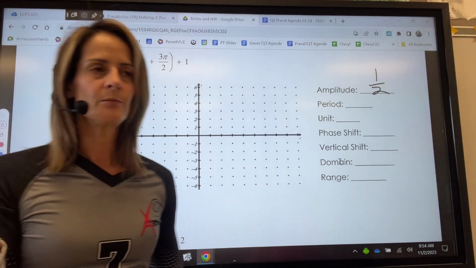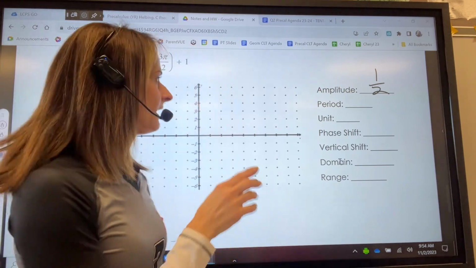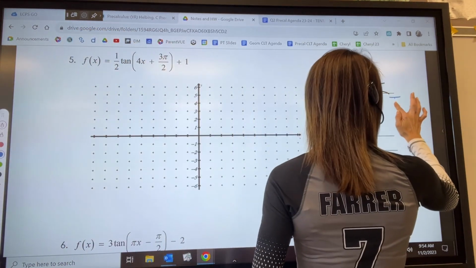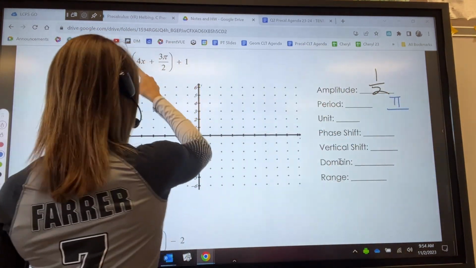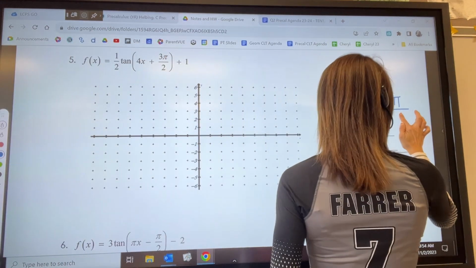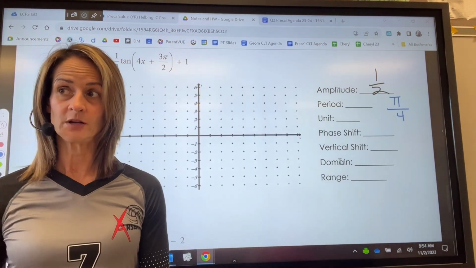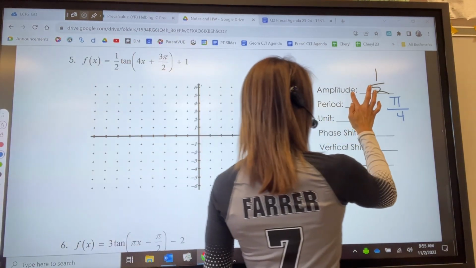The period for the parent function of a tangent is pi, right? And the period will be pi over b. In this case, b is 4, the number in front of x. So if I take the pi and divide it by 4, pi divided by b, that's our period for this function. That's going to be pi over 4.